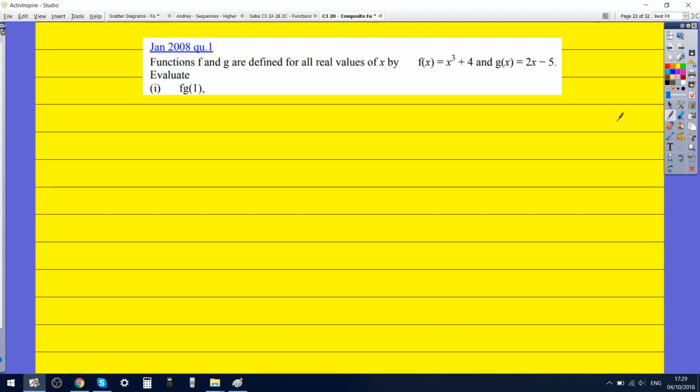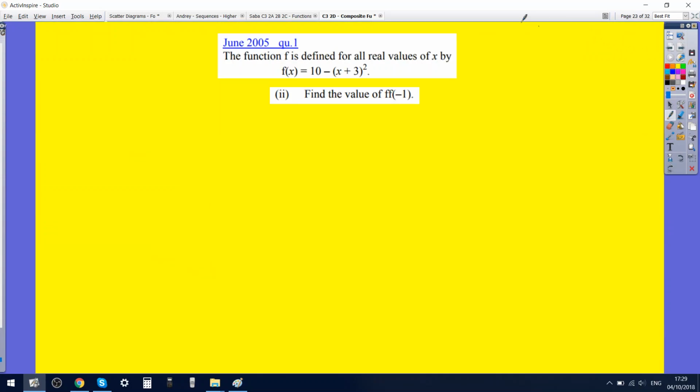So substitute 1 into 2 - x, so you get 2 minus 5, which is minus 3. Then minus 2 plus 5 plus 4, which is minus 10. Looks good. So that was just part 1.